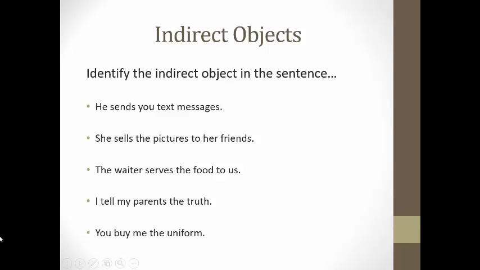Okay, let's review our answers. He sends you text messages. You is the indirect object. Okay, he is the subject, sends is the verb. What does he send? Text messages. Who does he send them to? You. You is the indirect object.